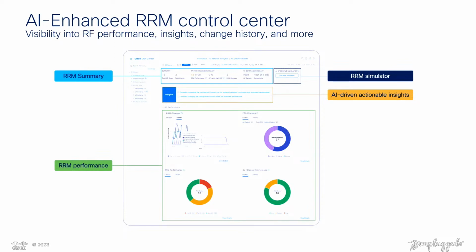But at the top, we have RRM summary. We have an RRM simulator over there on the right-hand side. We've also got those AI-driven actionable insights that the system has come back and asked us, hey, we might want to make these changes. We've also got these nice dashlets, and we're viewed in either the latest data, or you can view it over a trend, right, over time, and see how it's changed. So you get all this information.